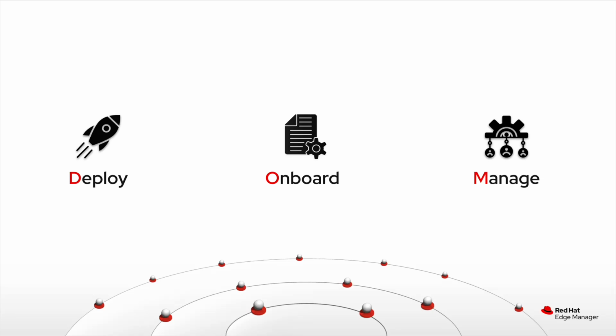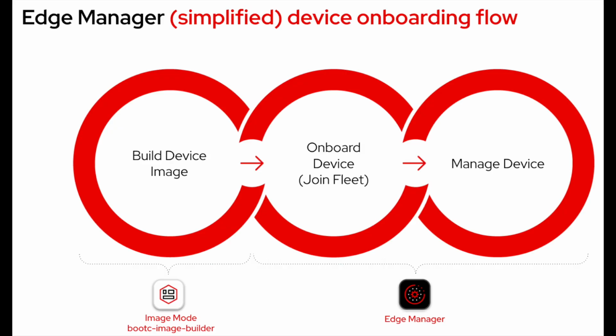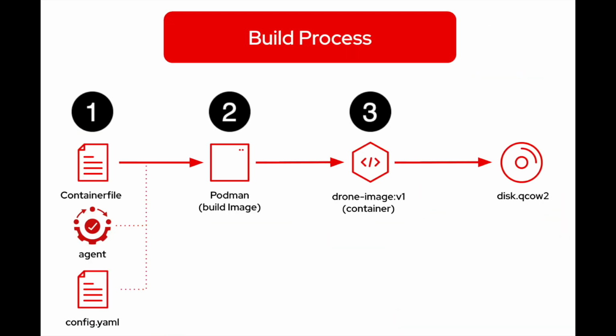Now that the Edge Manager is installed, we'll focus next on onboarding and managing our delivery drone edge devices. Let's start with part 2 of this demo. We'll start with building a device image and deploying it to the device. We'll then onboard the device to Edge Manager, which will add the device to the fleet. Once added, we can then start managing the device. So let's have a look at the build process.